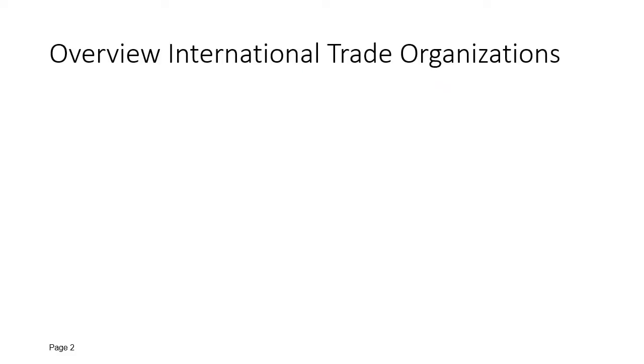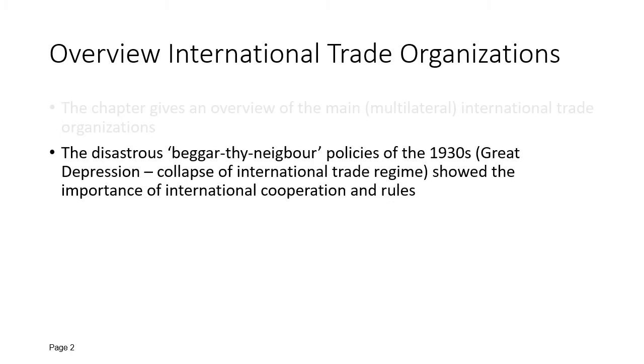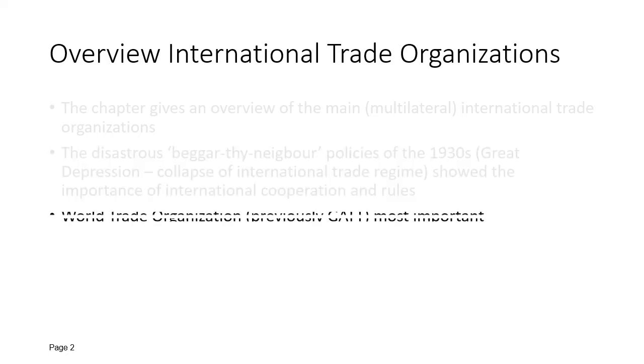Some of the key things that we're going to be looking at. We're going to be looking at multilateral international trade organizations. We're going to look at the idea that international cooperation and rules is better for international trade, and we're going to look at that from the perspective of how bad beggar-thy-neighbor policies were. Beggar-thy-neighbor policies are trade policies that, when implemented, negatively affect another country.